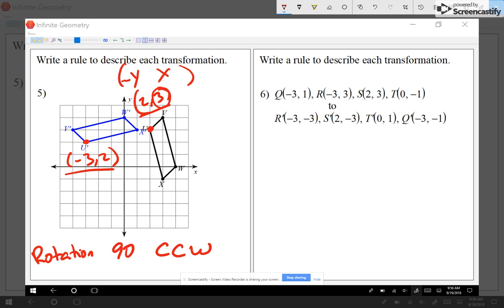Now, looking at number 6, that one we cannot see, right? That one, obviously, we had to follow a point. Point R is not a good point to follow, because with 3 and 3, I would not know if my numbers flip. The point T is not good to follow, because it has a 0. I would not know if the 0 changes signs or not. So I'm going to follow Q. Here's Q and here's Q prime.